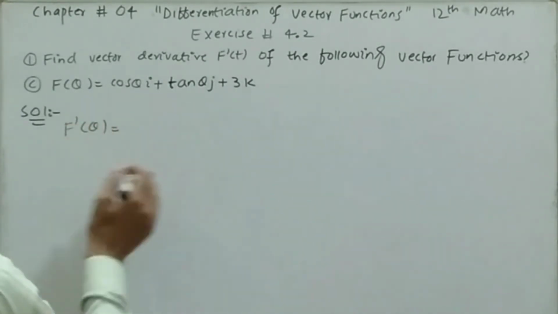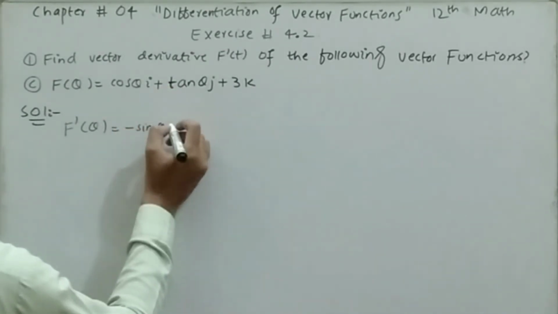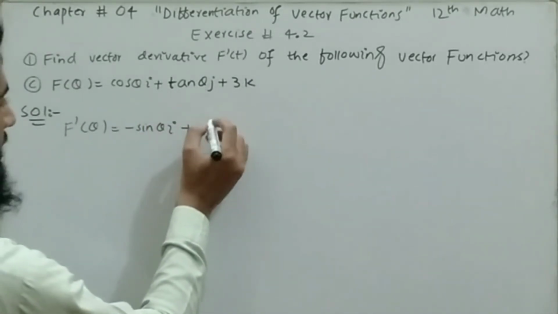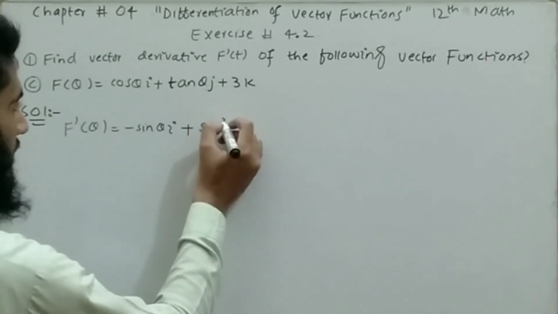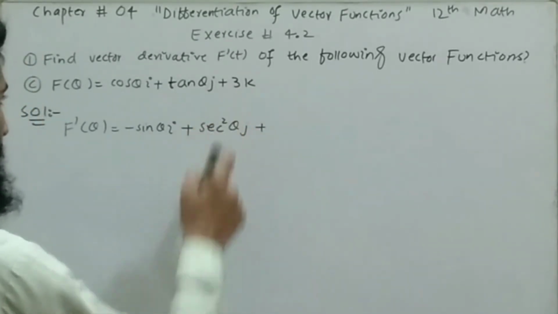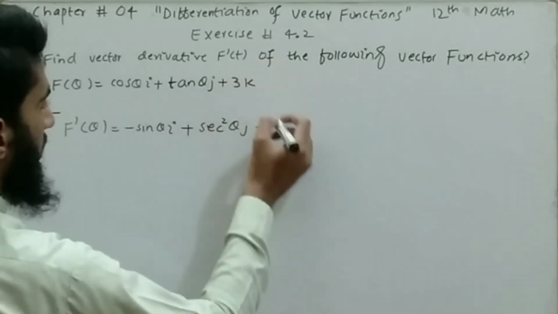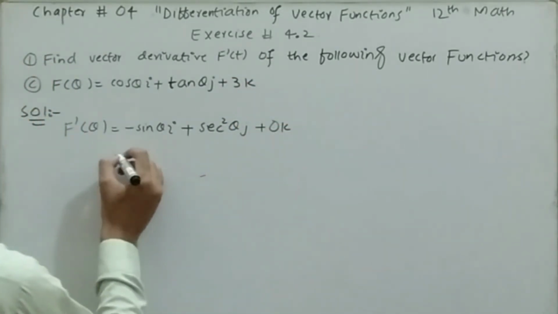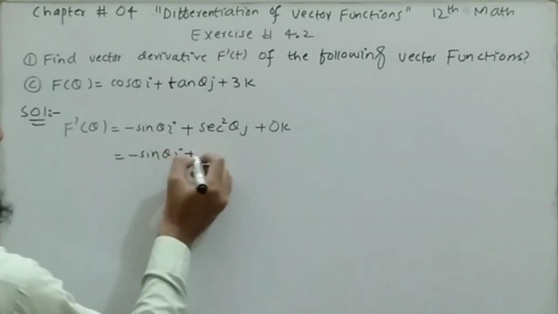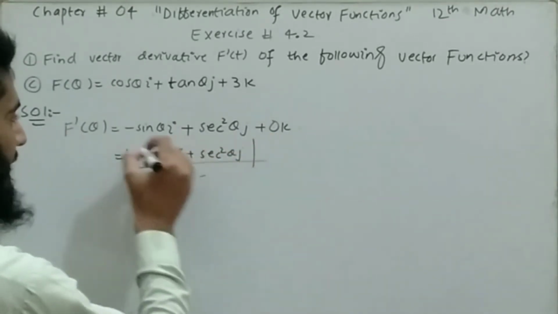Remember that derivative of cos theta is always equal to negative sin theta, and i will come down as it is. Plus also remember that derivative of tan theta is always equal to secant squared theta, and j. And over here 3 is a constant, so remember that derivative of any constant is always equal to 0, so this term will give us 0k. So the required derivative of this vector function will be minus sin theta i and plus secant squared theta j. So this is actually the required derivative for this function.